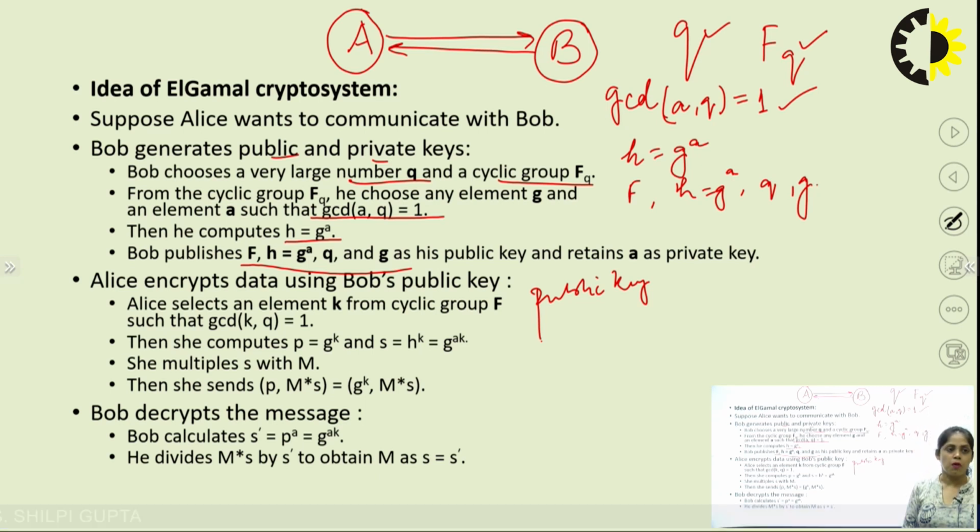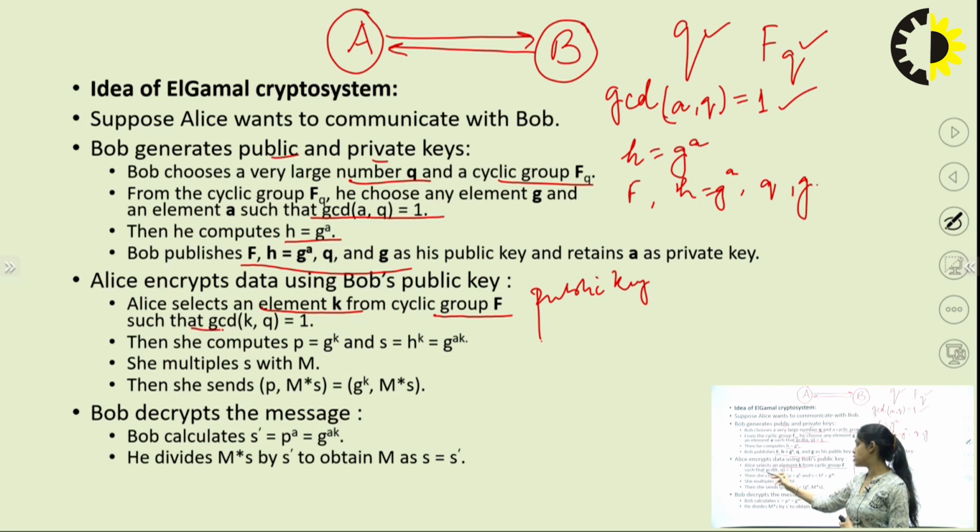Alice encrypts the data using Bob's public key. Alice selects an element K from the cyclic group F such that GCD of K and Q is equal to 1. So now it is going to talk about this element K in the cyclic group F in such a way that GCD K, Q is equal to 1. So what is it saying? That now the role of Alice starts, where Alice encrypts the data using Bob's public key. So the element K from the cyclic group F is taken such that GCD K, Q is equal to 1.